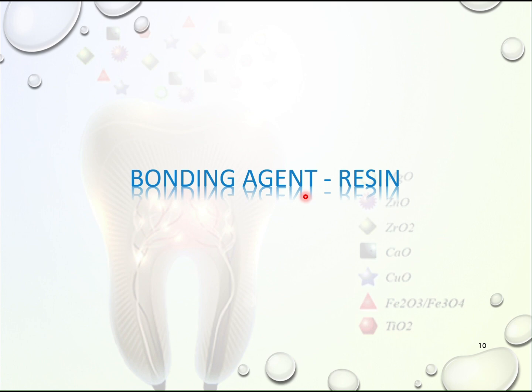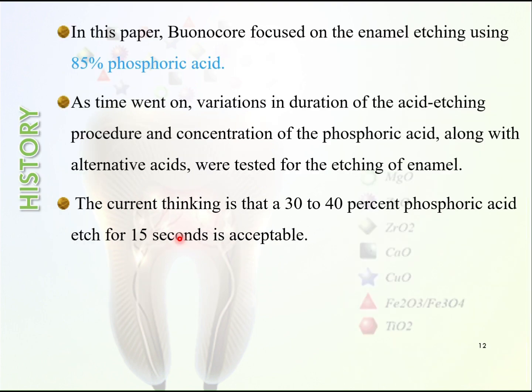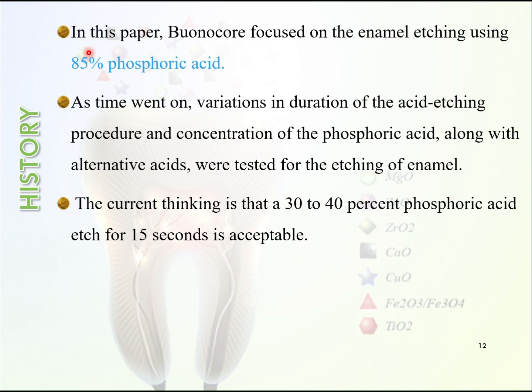Coming to the bonding agent, this seminar was mainly for bonding agents. Coming to the history, as we all know, Buonocore is the main person who worked behind bonding agents. First he was telling about phosphoric acid. He published a paper, a simple method of increasing the adhesion of acrylic filling material to enamel surface. In this paper, which is called the foundation of adhesive dentistry, he told that 85% phosphoric acid can be used to etch the enamel to increase the mechanical retention.